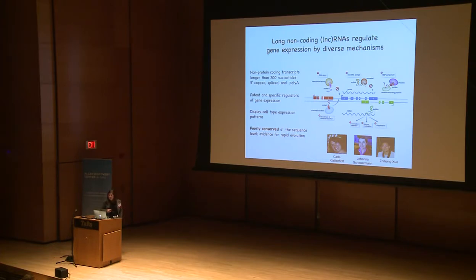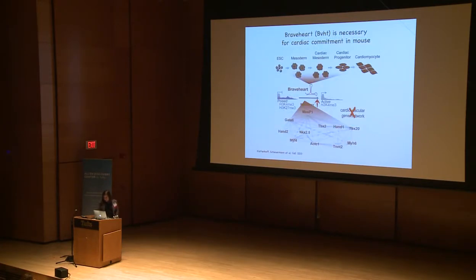So what are the functions of all of these RNA species throughout the genome? Are they just random noise, or do they actually have functional roles in processes such as development? Well, we became very interested early on in this problem because there was evidence that they were potent specific regulators of gene expression. They displayed cell type expression patterns, but what really perplexed us was that they're poorly conserved at the sequence level. And I'll get back to that in a minute. These three folks were instrumental in identifying the first long non-coding RNA with a role in cardiovascular commitment.